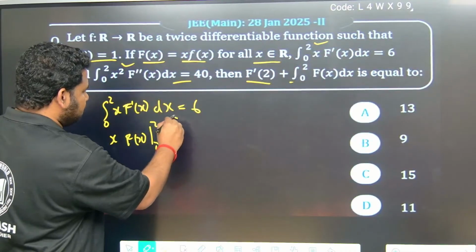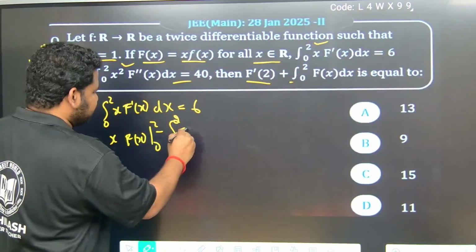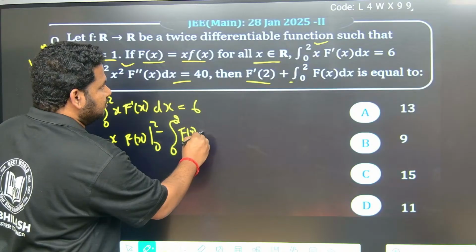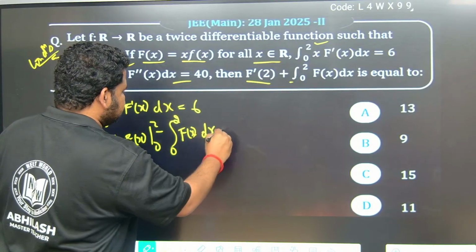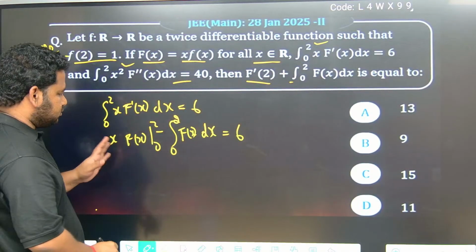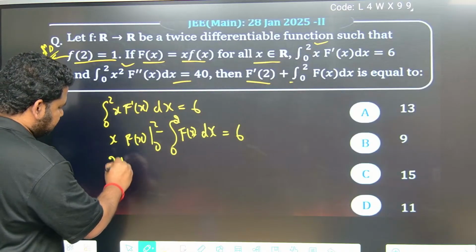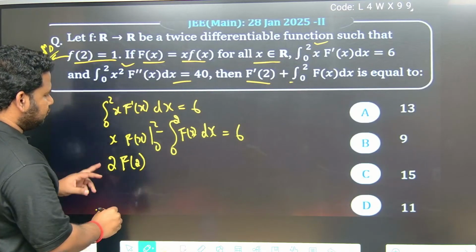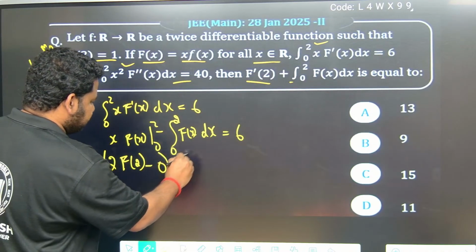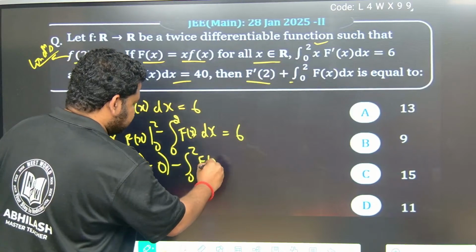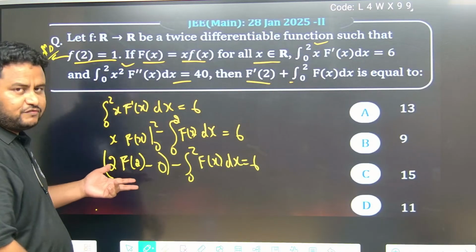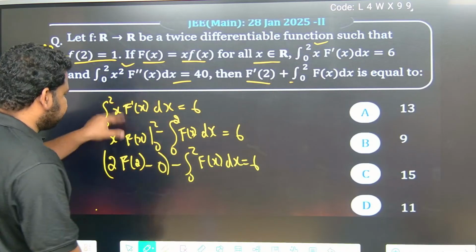So minus ∫ from 0 to 2 of f(x) dx. Already one integration is done, so f'(x) becomes f(x) dx. So this is equal to, friends, 6 as given. Now if I apply the limits, the lower limit is anyway 0, so the upper limit gives 2 times capital F(2), minus 0, minus ∫ from 0 to 2 of f(x) dx. We will get this equal to 6. Now this capital F(2) is nothing but small f(2), because after integrating this will become small f.